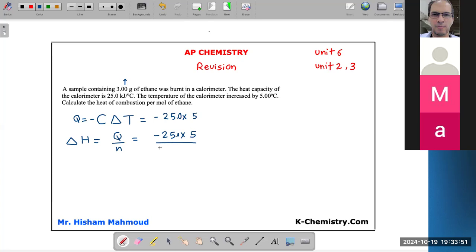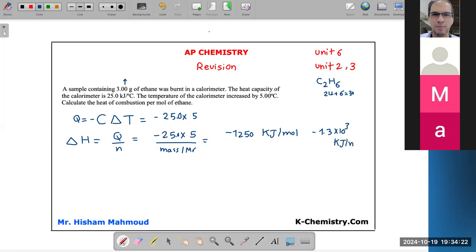We divide the mass by the molar mass. So mass, which is 3 grams, by the molar mass of ethane. Ethane is C2H6. So it's 24 plus 6, so it is equal to 30. Mass over molar mass. So I will get the value of negative 1250 kilojoule per mole. Or we can say it's negative 1.3 multiplied 10 to the power of 3 kilojoules per mole.